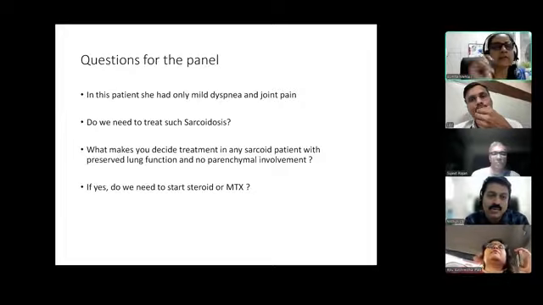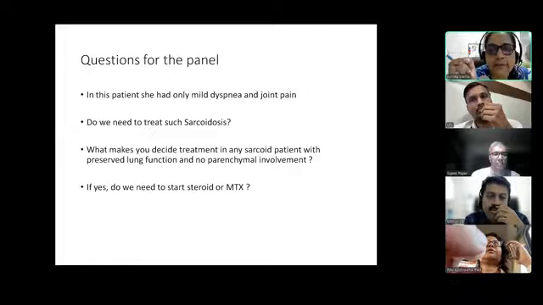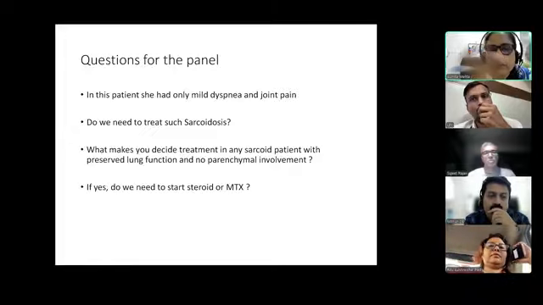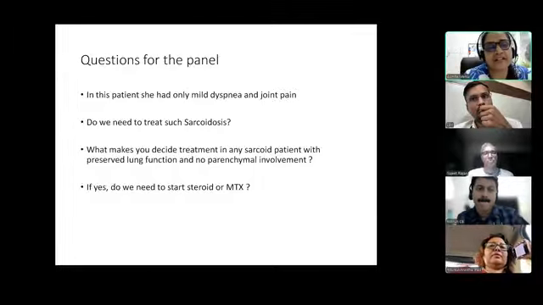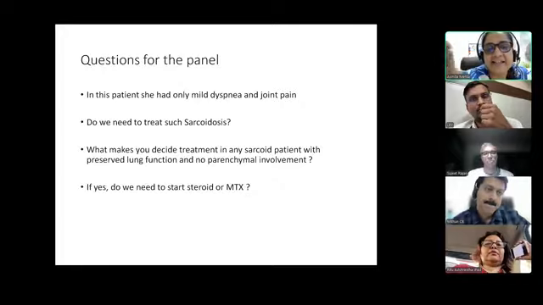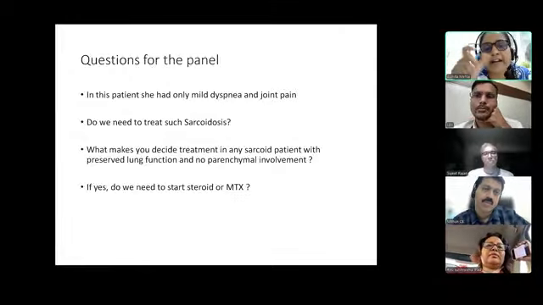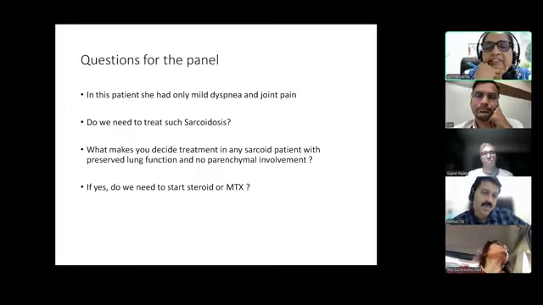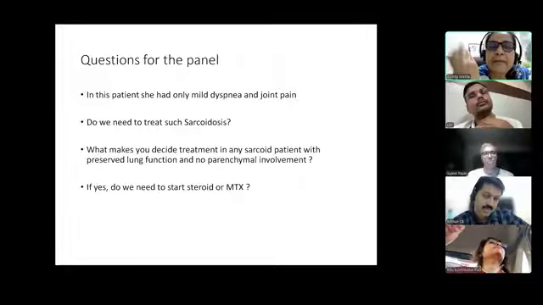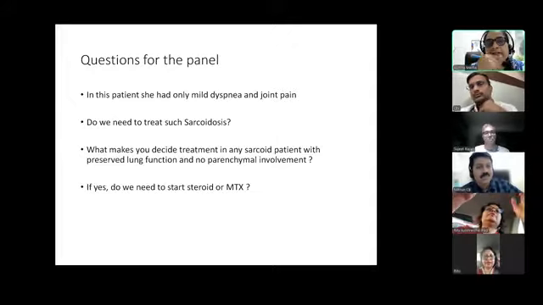My real question was, she has only mild dyspnea and joint pain. Her spirometry was well preserved, though I haven't put the table here. Do we need to treat such sarcoidosis? What makes you decide treatment in any sarcoid patient with preserved lung function and no parenchymal involvement? She had this nodal involvement, but should we really treat her? And if yes, her main complaint was joint pain, so should we start steroid or methotrexate?